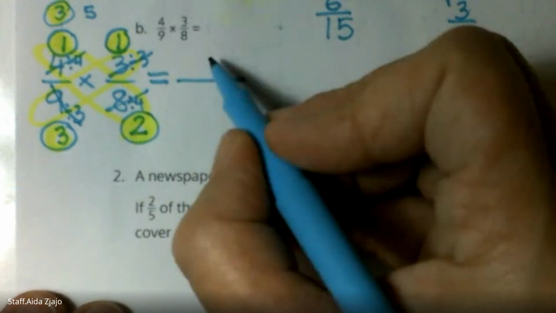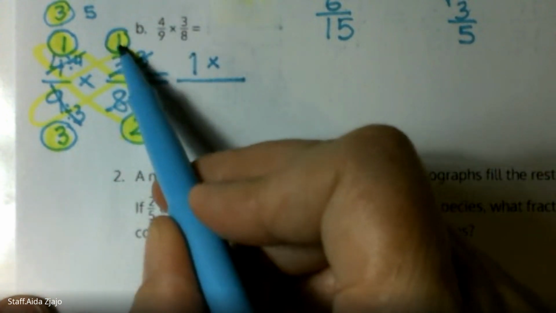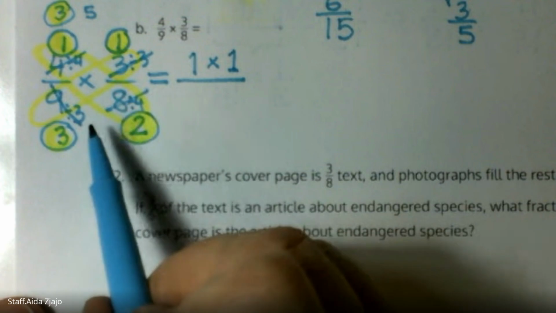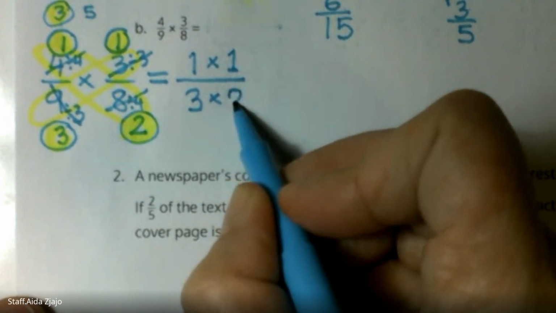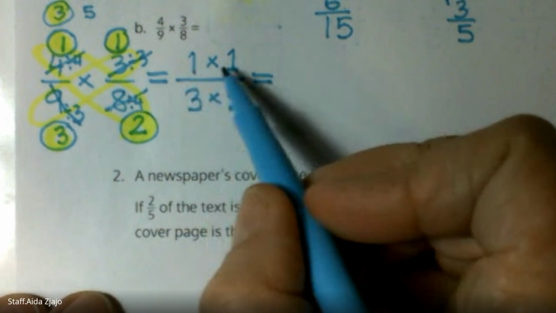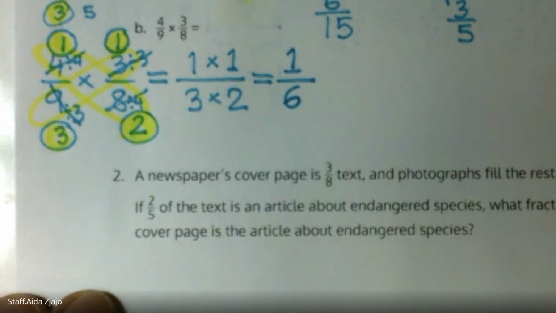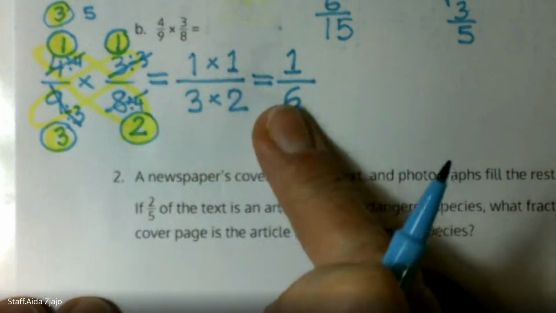And now look what happened. Here, instead of 4, I have 1. And times, instead of 3, I have 1 again. And then here, instead of 9, I have 3. And then here, instead of 8, I have 2. So now that I simplified it, I can do 1 times 1 is 1, and 3 times 2 is 6. So this is our simplest form of multiplying 4 ninths by 3 eighths, or what is 4 ninths of 3 eighths. Now, this is the short way.